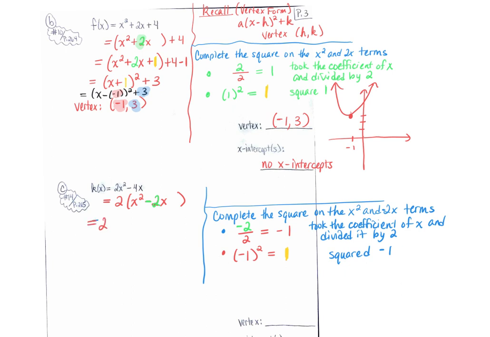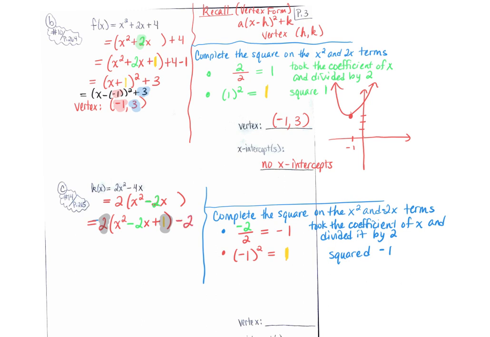We have 2 times the quantity x squared minus 2x, and what do we have to put here? Very good, plus 1 here. But careful, what we're really putting in here is 2 times 1. We're really putting 2 times 1 in. So before, where we subtracted 1, here we should be subtracting what? Very good. We should be subtracting 2.